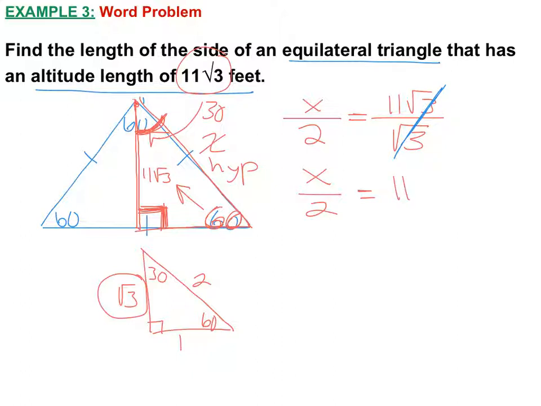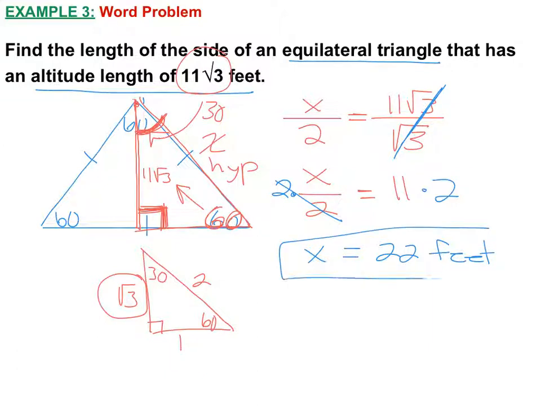And I'm just going to solve for x again. Our normal solving for x, like we learned way back when, just solving an equation. I'm going to multiply both sides by 2. And I'm going to end up with x is equal to 22. And that's 22 feet. And that's the side length of the tent.